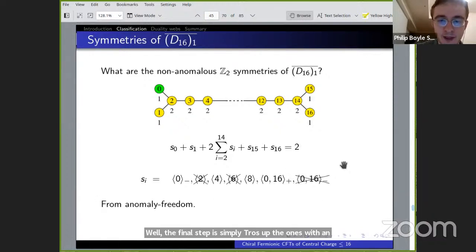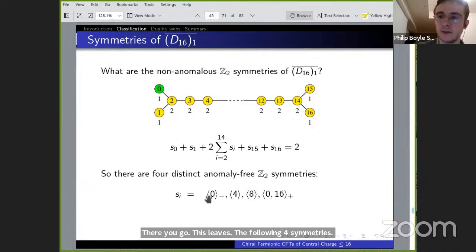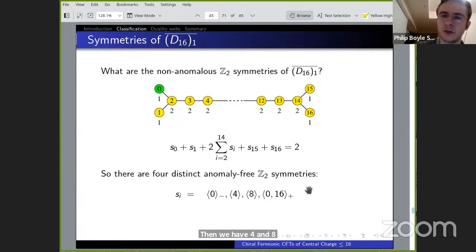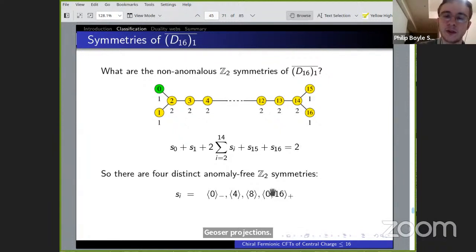There you go. This leaves the following four symmetries. Okay, so we have the trivial symmetry, but acting as minus one on the spinor. Then we have 4 and 8. Roughly, this corresponds to grouping free fermions. And basically, this corresponds exactly to Polchinski's alternative GSO projections on free fermions. And then it's the 0,16 plus symmetry. So these are the symmetries.